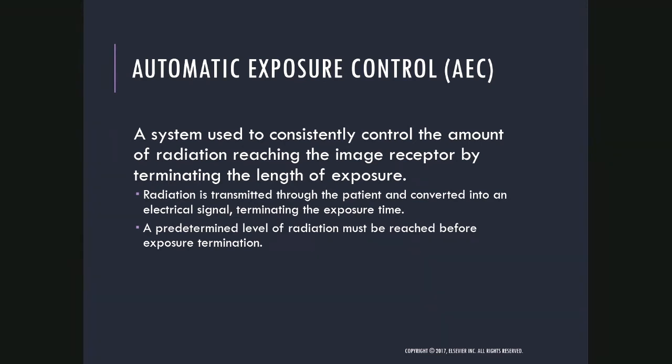But on the front end, it's basically just we need 1 million photons to make an X-ray image happen. We get 1 million photons, okay, we're done. Stop this exposure. It's a set level of exposure. And once it is reached, it terminates what it's doing.